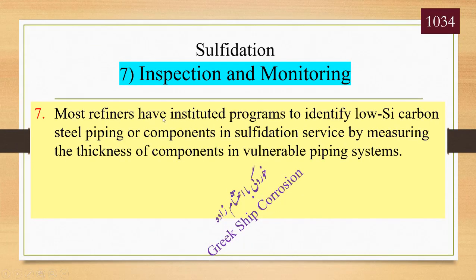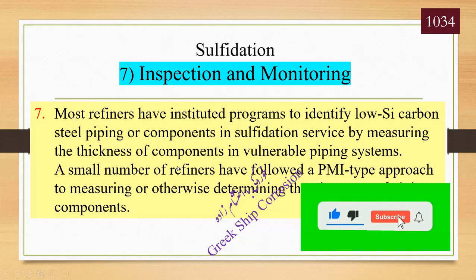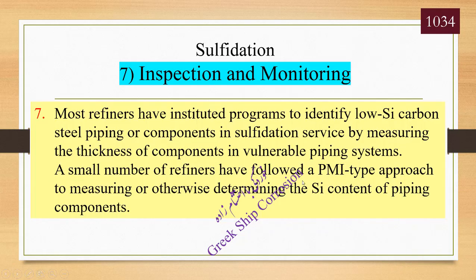7. Most refiners have instituted programs to identify low silicon carbon steel piping or components in sulfidation service by measuring the thickness of components in vulnerable piping systems. A small number of refiners have followed a PMI type approach to measuring or otherwise determining the silicon content of piping components.